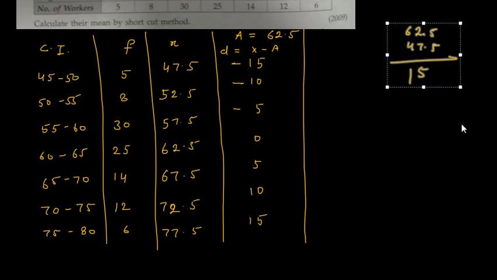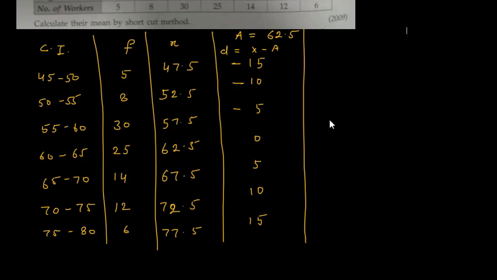We are using the shortcut method, so the next column we write is fi into di. So 15 times 5 is minus 75, 10 times 8 is minus 80, 30 times 5 we will get minus 150, then here we have 0, then 14 times 5 we get 70, 12 times 10 we get 120, and 15 times 6 is 90.